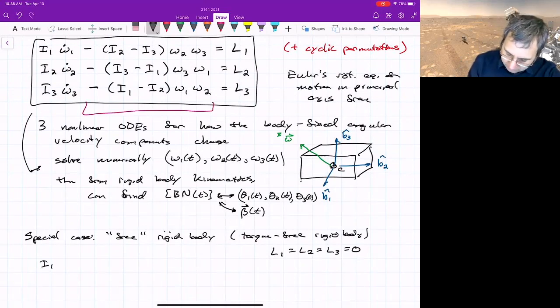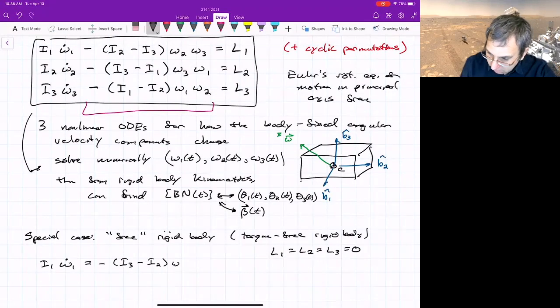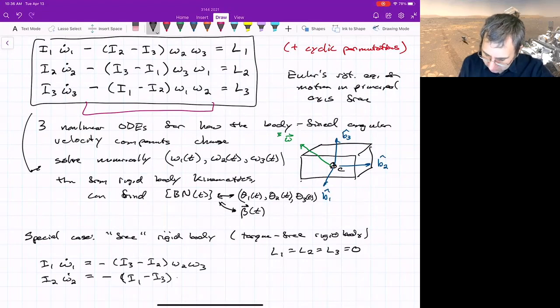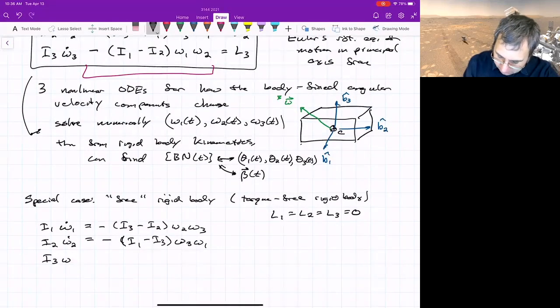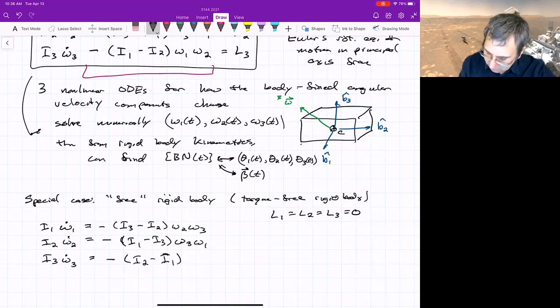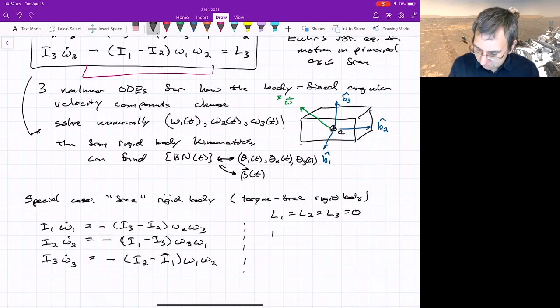Then you could see, okay, I1 omega 1 dot equals minus I2 omega 2 omega 3. I2 omega 2 dot equals minus I1 minus I3 omega 3 omega 1. And the last one is I3 omega 3 dot equals minus I2 minus I1 omega 1 omega 2. They're purely nonlinear because of the right-hand side, and they're coupled, but it can be solved. This is a nonlinear ODE that can be solved.